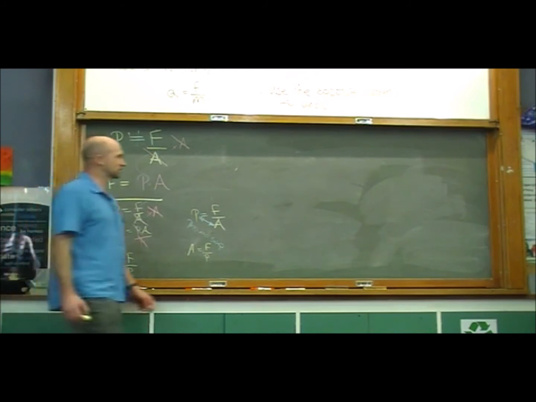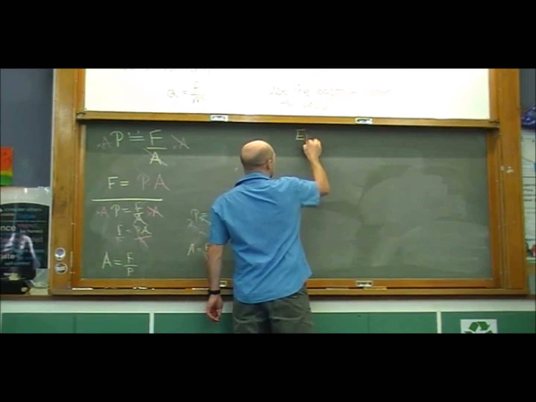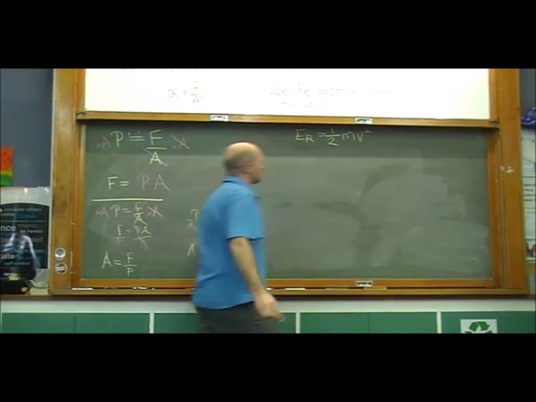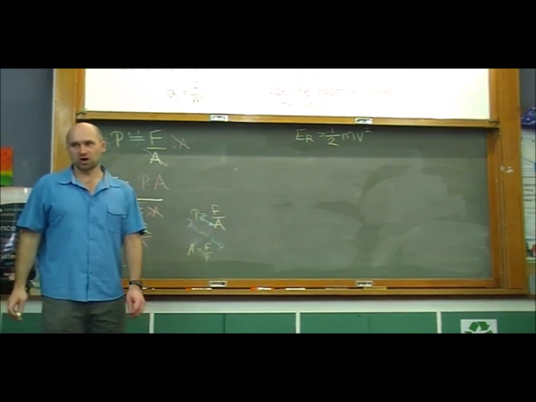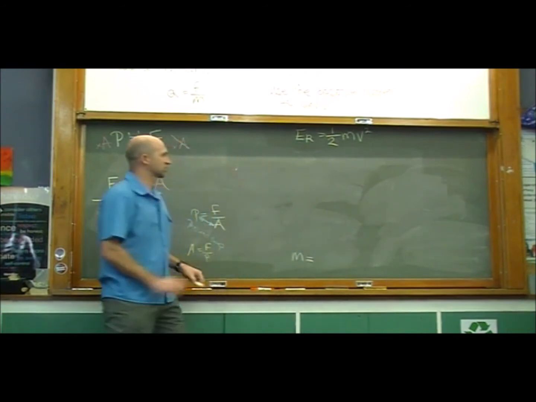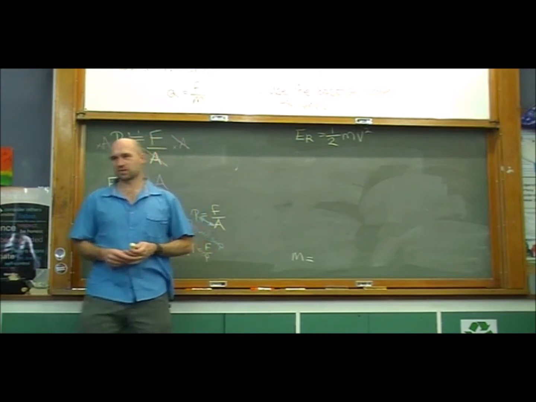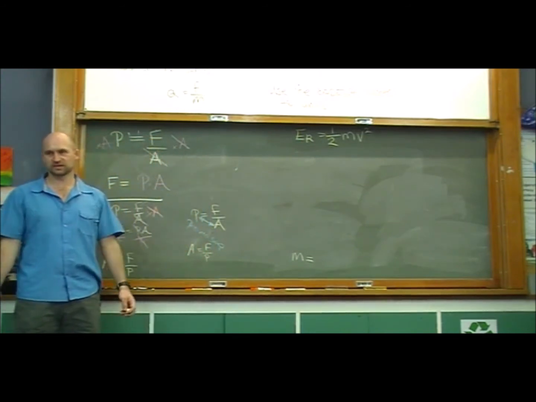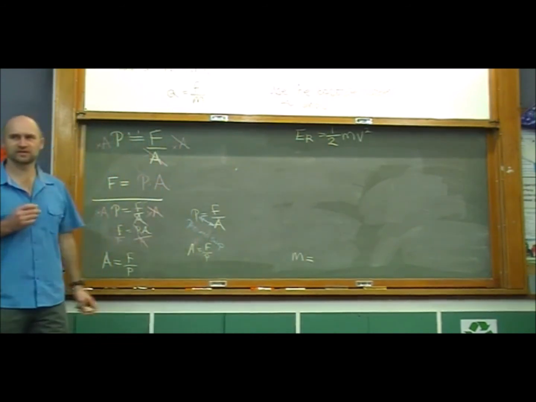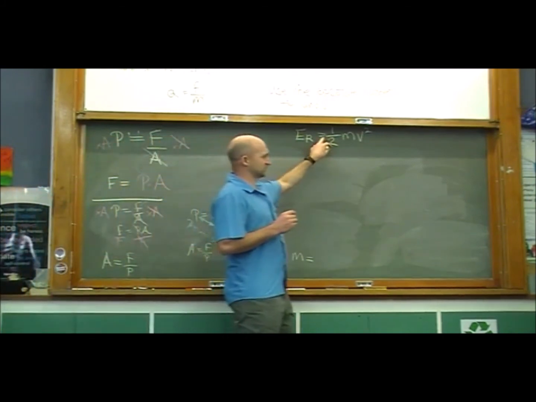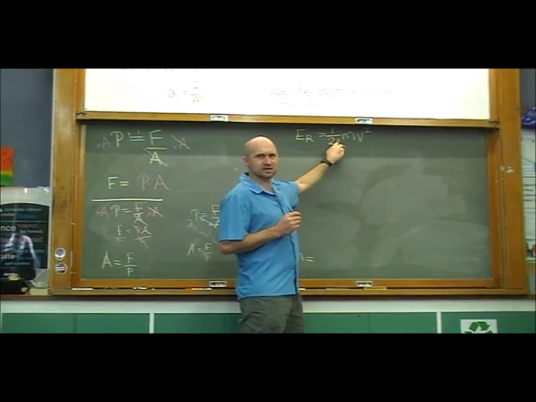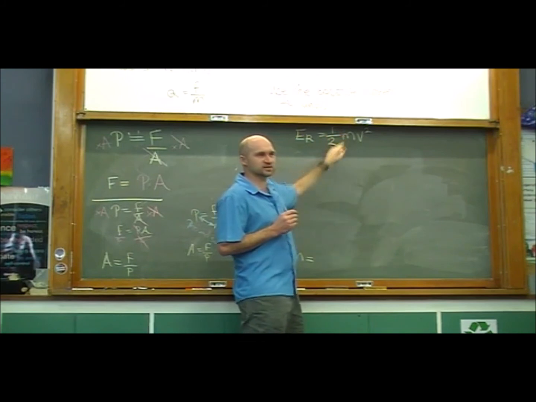What about if we go for something that's really, really horrible? What if we go for E_K is half m v squared. Let's not make it too horrible to start with. Let's start with trying to make it an m equals equation. How could we make that into an m equals equation? What can we do first? Let's think about how we can deal with the half. At the moment, that's half of m v squared. What does "of" mean in maths? Times. So we've already got half times.